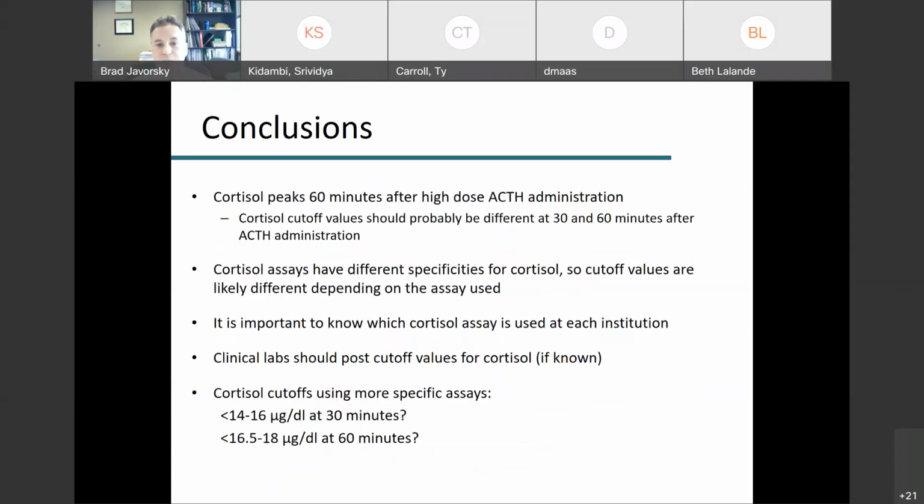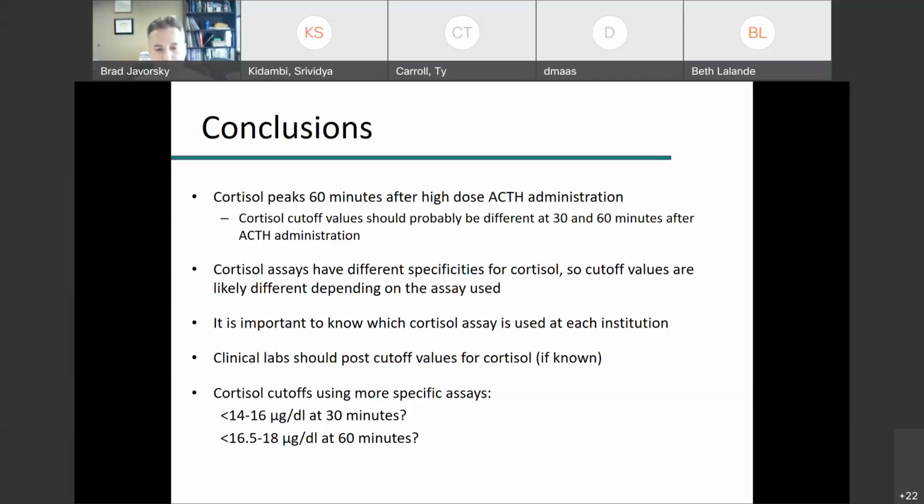Cortisol peaks 60 minutes after high-dose ACTH administration, so the cutoff values should probably be different at 30 and 60 minutes after ACTH administration. Cortisol assays have different specificities for cortisol, so these cutoff values are likely different depending on the assay used. So it's important to know which assay is used at each institution. Ideally those would be published, and clinical labs should also post cutoff values for cortisol if they're known.